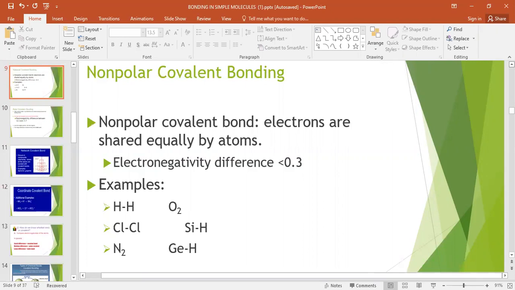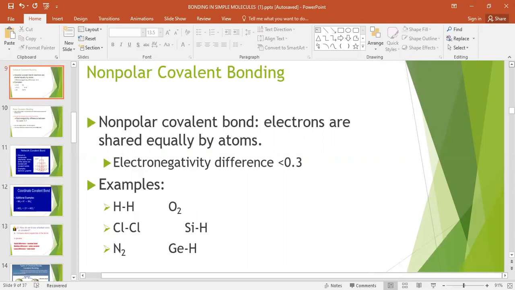Again, I am going to revise. The first difference is partial positive and negative. The second difference is equal and unequal. And the third difference is the value of electronegativity. If you get a value of less than 0.3, which type of covalent bonding is it? Clear now? How will you get the difference? Yes, subtract the two values.